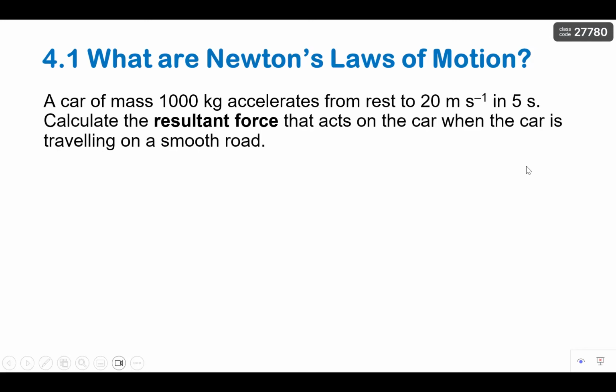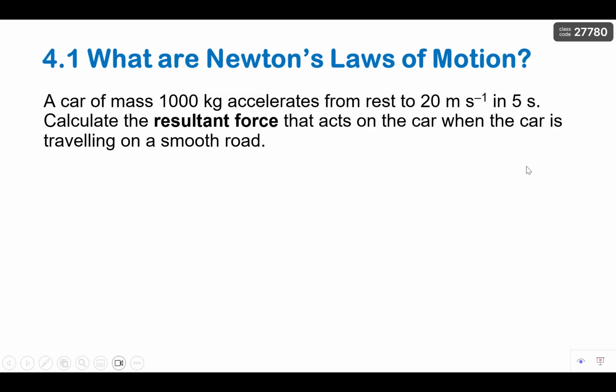It accelerates from rest to 20 meters per second in 5 seconds. So now I have an acceleration. I know that I must have a resultant force. The forces must be unbalanced in order to create this acceleration. So how much is the resultant force?